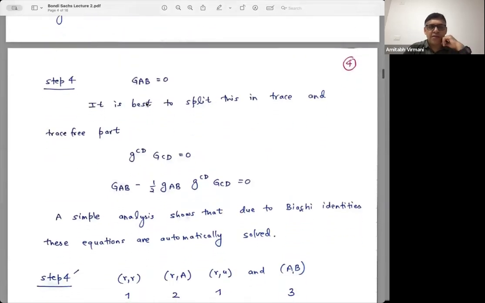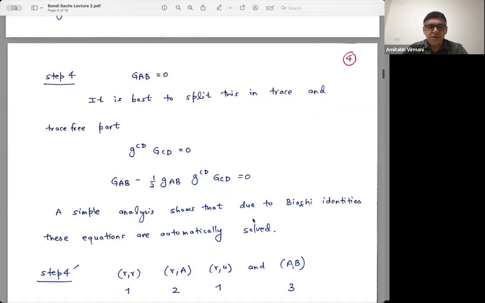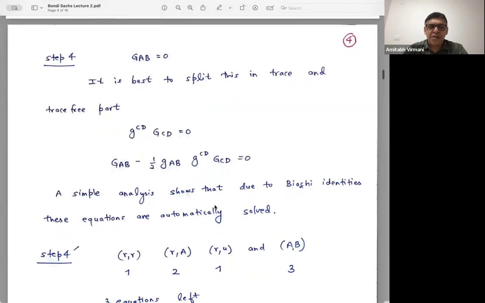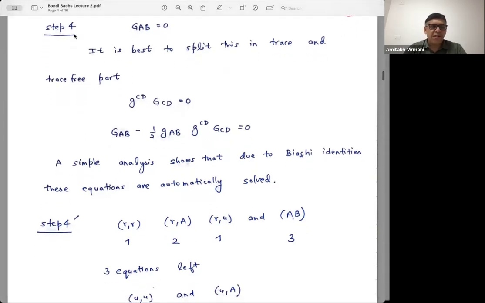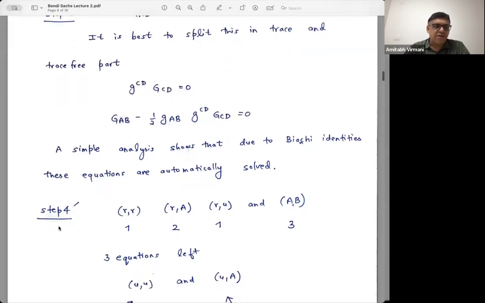If you want to analyze the other equations, let's say GAB equal to 0, then this GAB equation is best split into the trace and the trace-free part. So the trace-free part is this, and the trace part is this. Now I'm not going through this analysis, but a simple analysis shows that these equations are automatically solved due to the Bianchi identities of the Riemann tensor. So one doesn't need to solve these equations essentially. So we can skip step 4 and we call it step 4 prime.